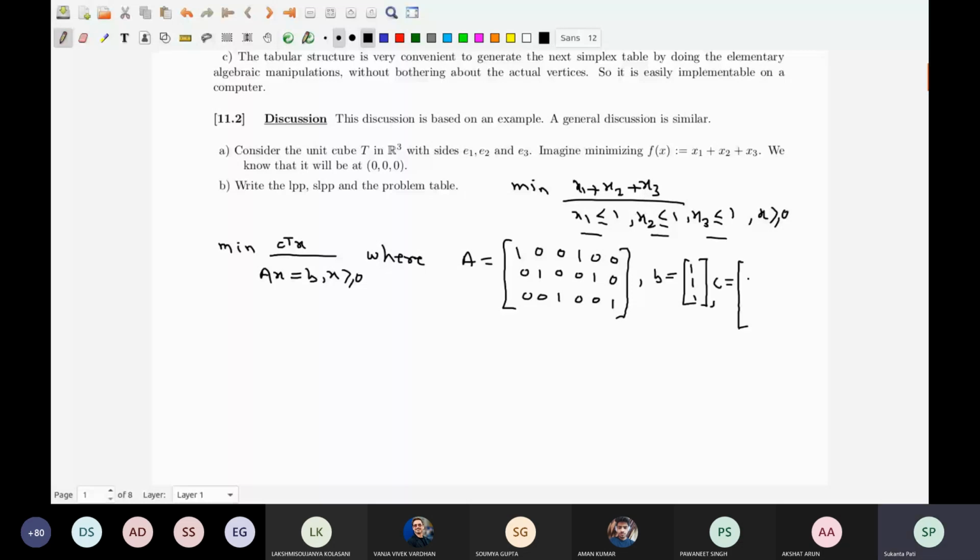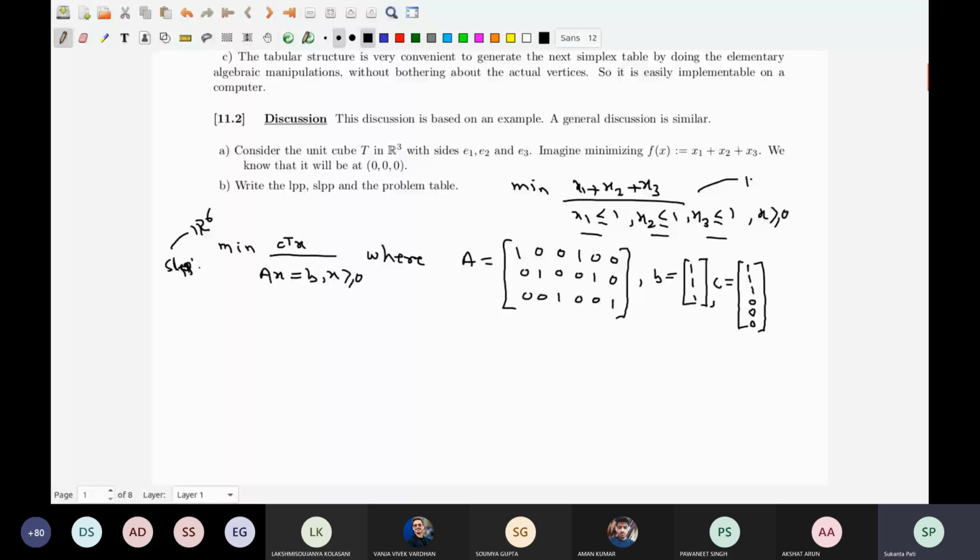So this SLPP is in R6. The LPP was in R3. Fine. So your original problem is this, and now you have converted it to the SLPP, which is in R6. Fine. Now you want to write the problem table.